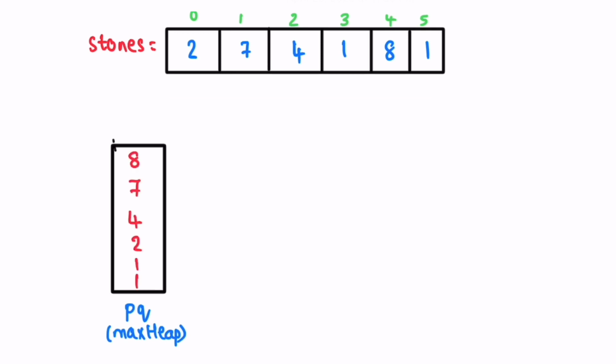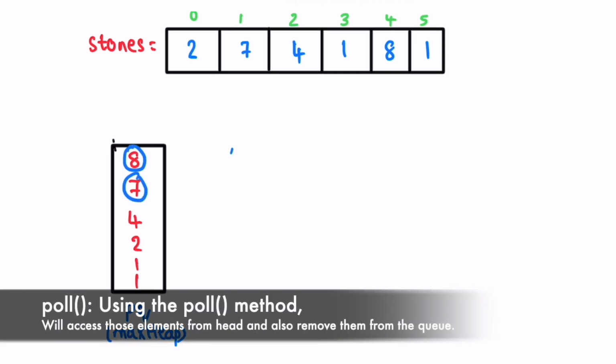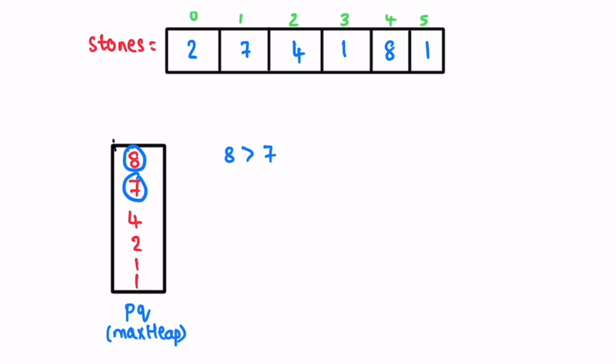Now we are going to access the max heap until the priority queue size is greater than 1. As soon as you find one element or less than one element, that is an empty priority queue, you can end the iteration. So we take the first element and the second element. We check if the first element is 8, which is greater than 7. So find its difference. Its difference is 1. So using the poll method, you get the top two elements, and it will also remove those elements from the priority queue. So 8 and 7 will be removed. And now you add this 1, which is the new weight of the stone, into the priority queue. But this is a max heap, right? So it will be sorted.